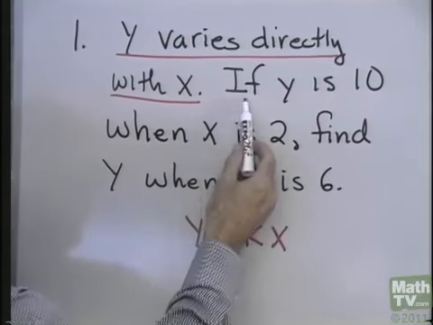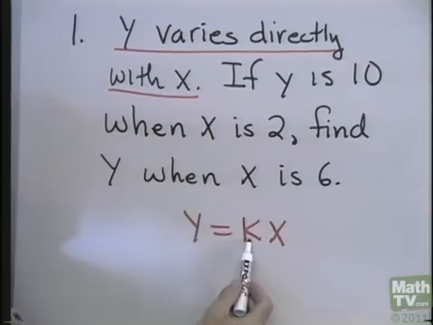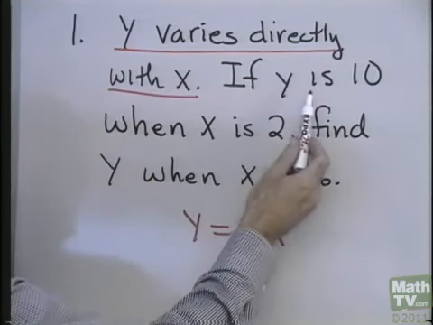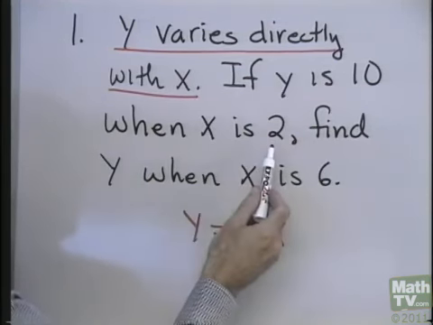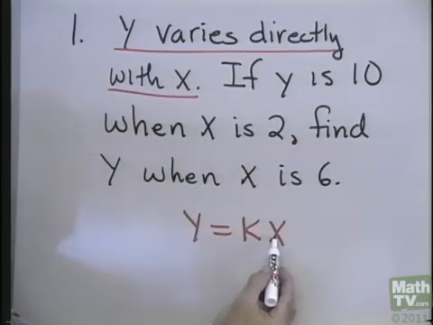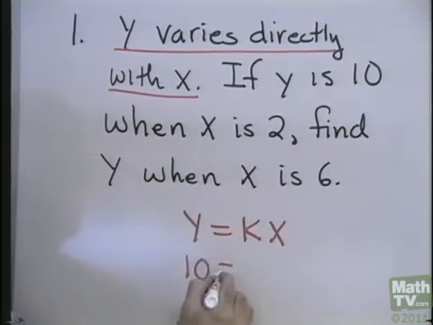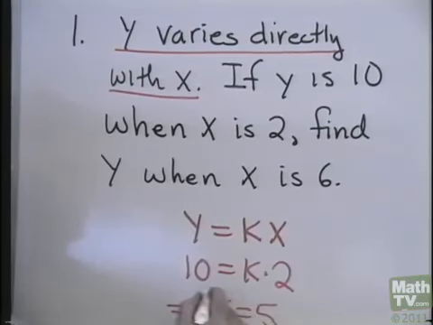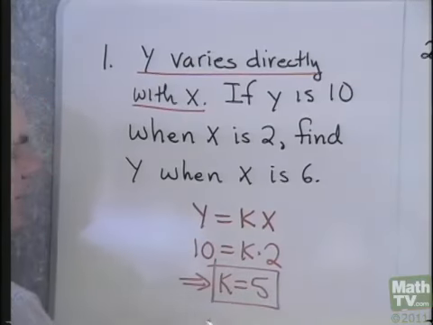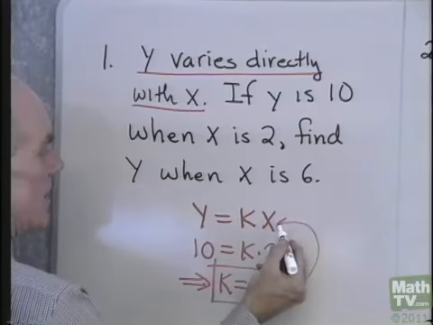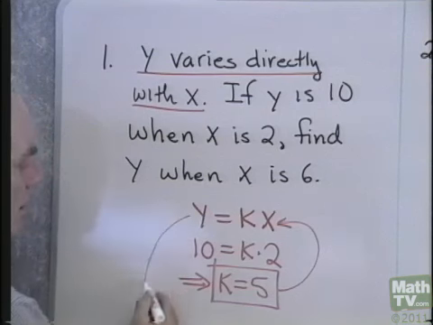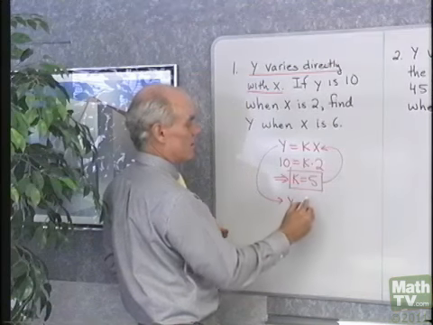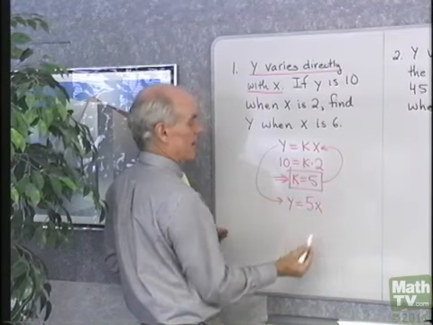The first part of the second sentence is going to allow me to evaluate k. When we say if y is 10 when x is 2, that tells us that y is 10 when x is 2. So 10 is equal to k times 2. That tells me that k is equal to 5. So I take my k equal 5 now, substitute it back into my general variation equation, and I end up with a specific variation equation of y is equal to 5 times x.